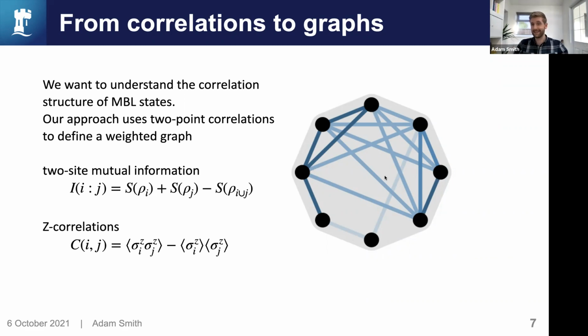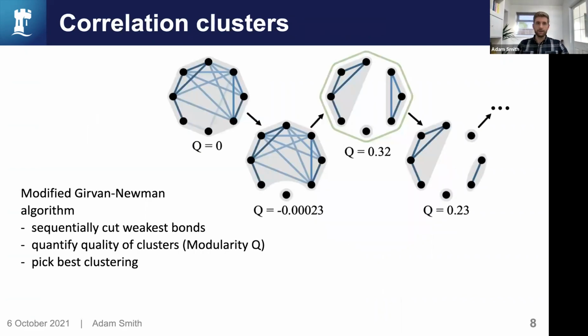So you can see here that some of these bonds are stronger than others. What we want to do is break these down into clusters and have a well-defined way of saying what is the best way to break this apart and what is the best clustering. To do this, we use a modified version of an algorithm from graph theory, known as the Girvan-Newman algorithm, which is slightly modified in our case to use these weighted graphs.